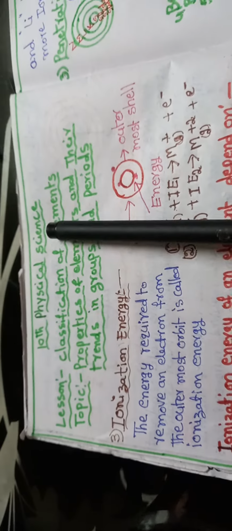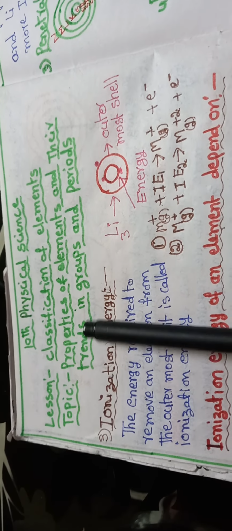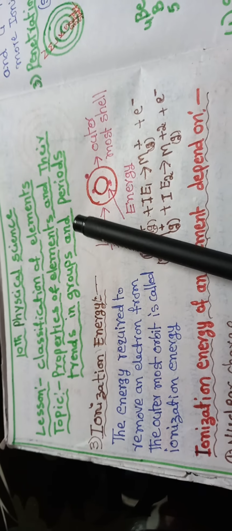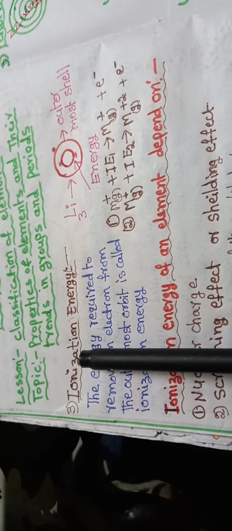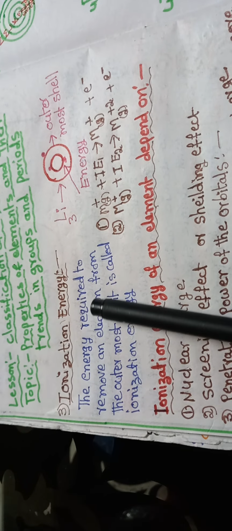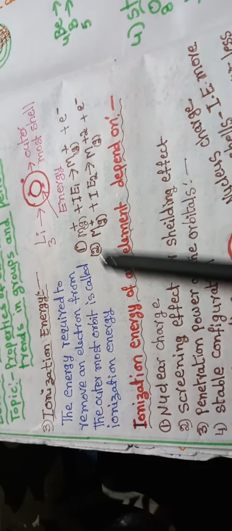10th Physical Science, Lesson: Classification of Elements, Topic: Properties of Elements and their Trends in Groups and Periods. Third one is ionization energy. The energy required to remove an electron from the outermost orbit is called ionization energy.